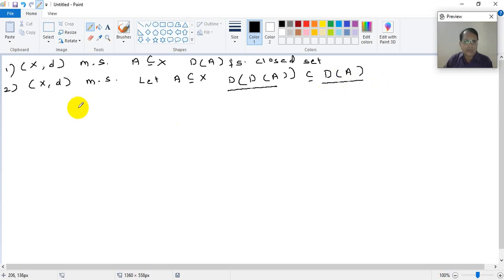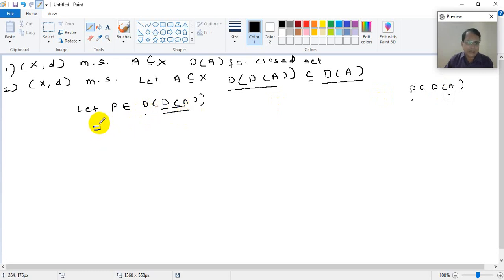So here what I will do, this is also simple, I can leave this as an exercise to you also, but let us do it. Let P belong to D of A, the derived set of A. Correct? So what does this imply? Derived set of A means what? When you say that P belongs to the derived set of A, it means P is a limit point of A. Then what about P belongs to D of DA?